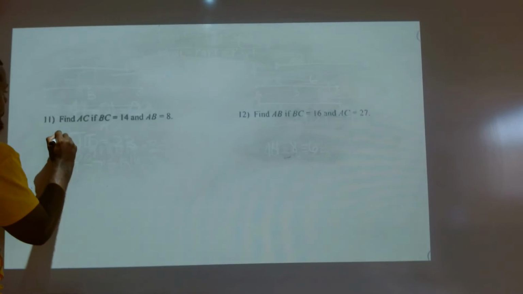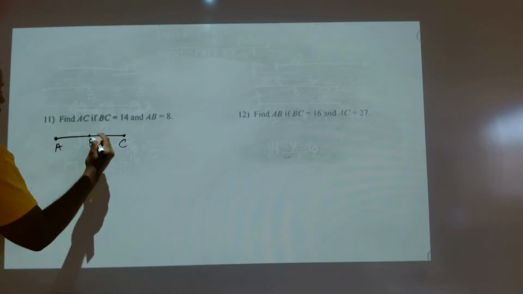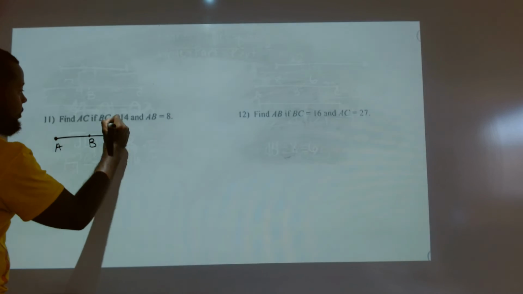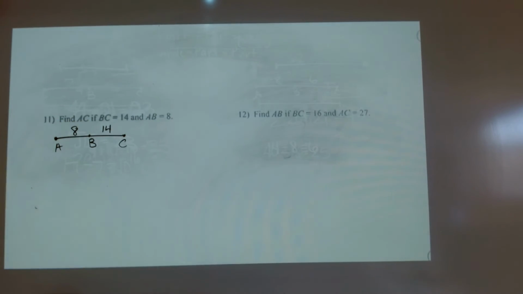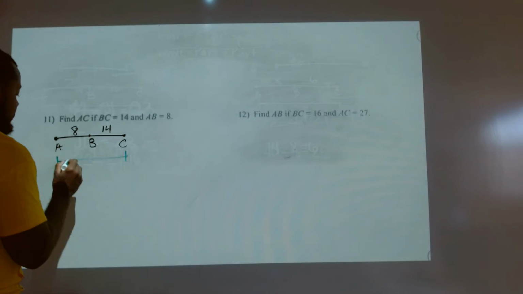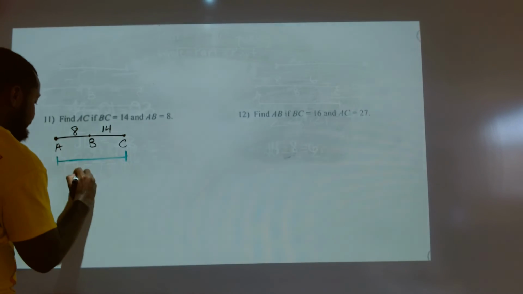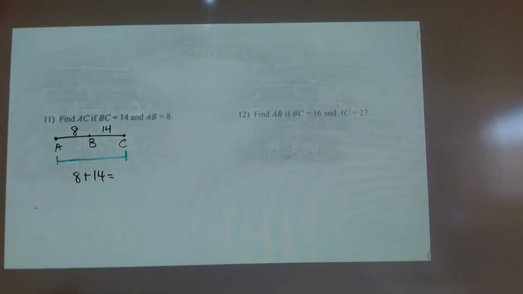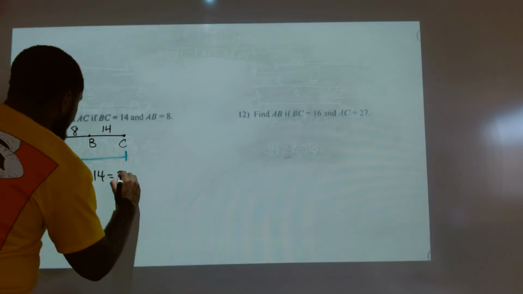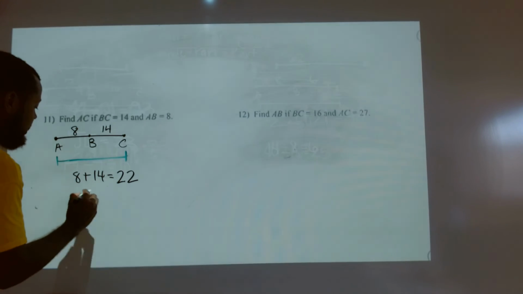Now, let's look at this. Oh, I do not like this eraser. We're going to have A, C, and B. If BC is 14 and AB is 8, and it's telling me to find AC, that means I need to have 8 plus 14. And 8 plus 14 will give me 22. So the full length from A to C is 22.